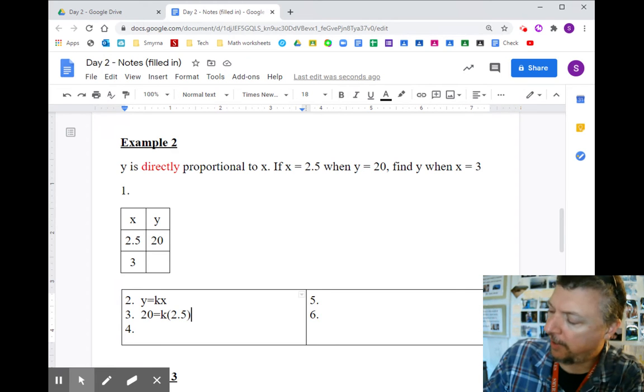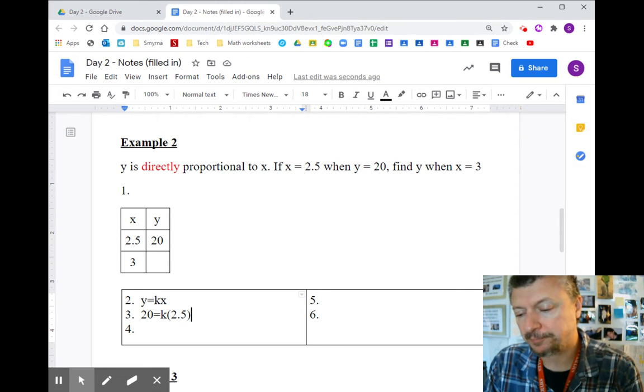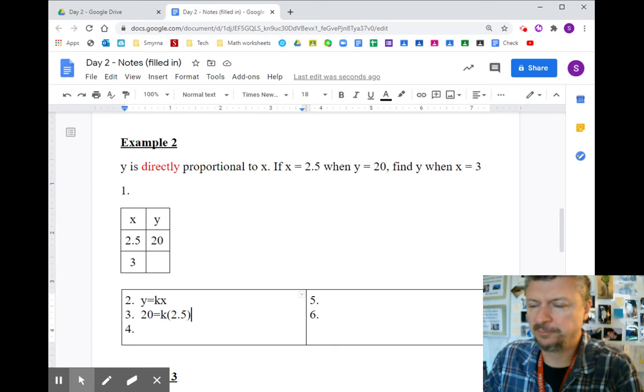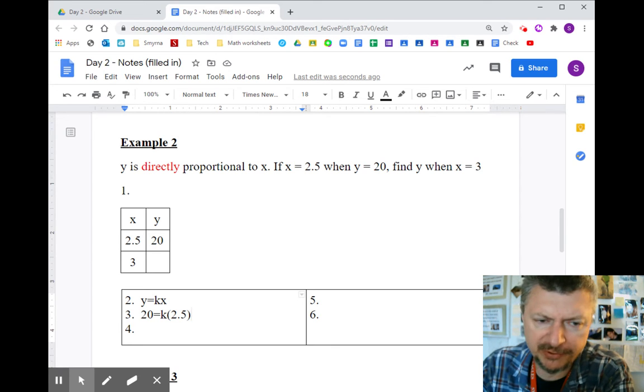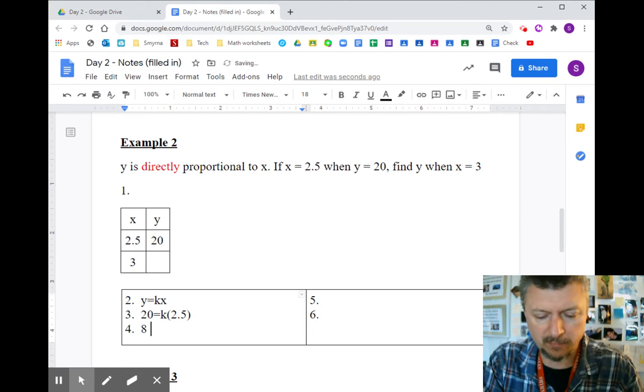Step 4 is to find k. Now I'm going to get out the calculator. I'm not using a calculator, but you can use a calculator. So this is k times 2.5. The opposite is divide. 20 divided by 2.5 is 8.